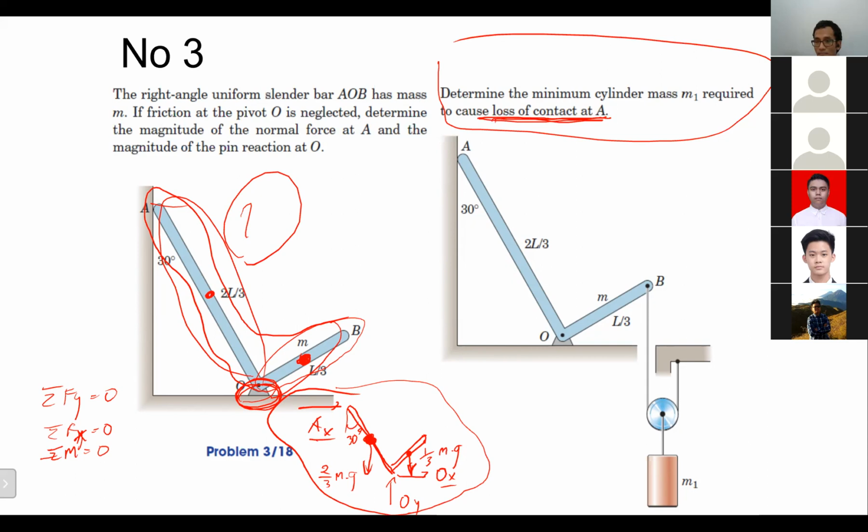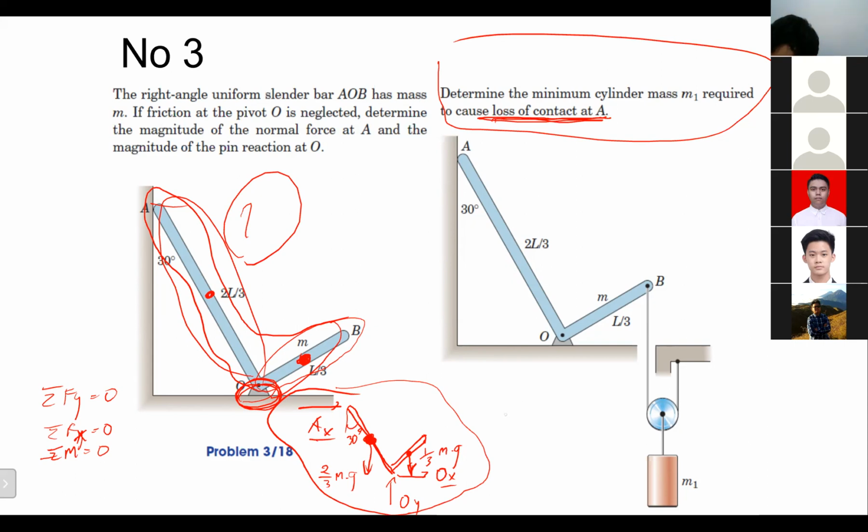The normal force will be overcome with the weight. Yeah, in the free body diagram, what will be happening? AX, will it still be there or not? AX will be gone. Yes, correct. AX will be gone.